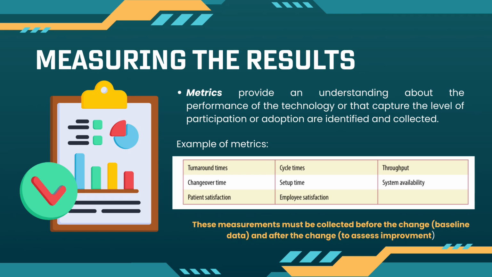Examples of metrics are turnaround time, changeover time, patient satisfaction, cycle time, setup time, employee satisfaction, throughput, and system availability. These measurements or metrics must be collected before the change so that we can have baseline data, and after the change to assess the improvement.